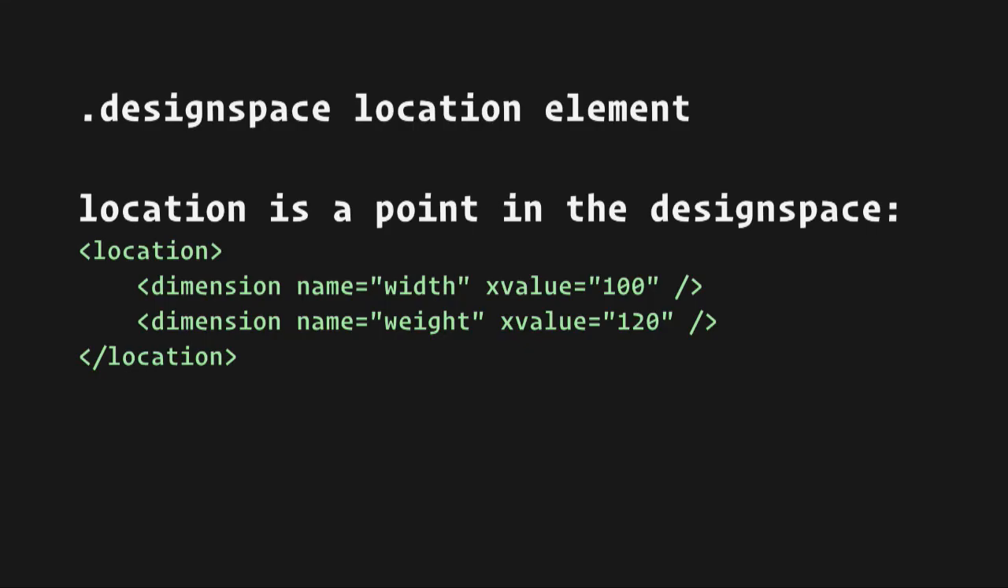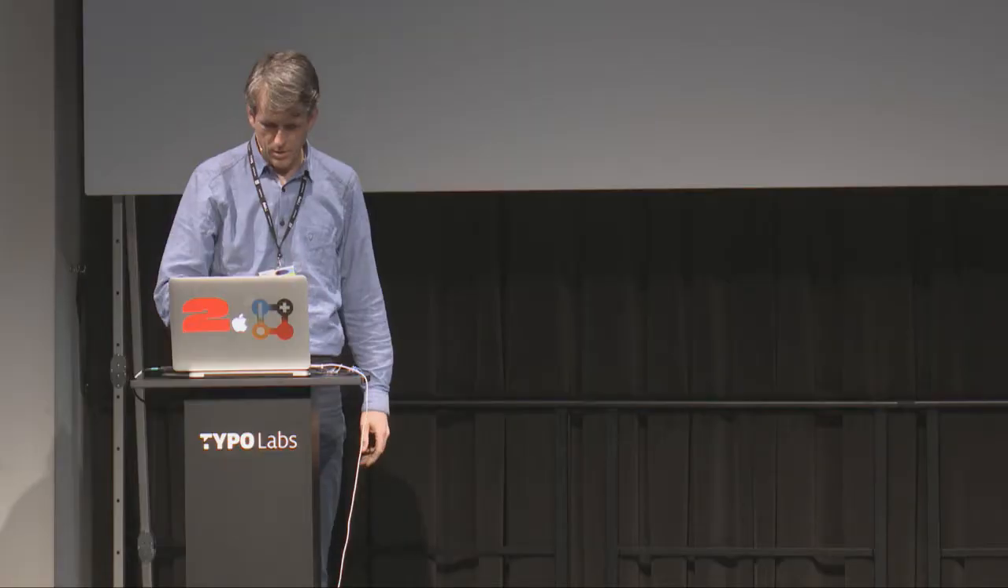What is a location in a design space? It's a point in a design space, so it's a value along an axis. So you say, well, dimension name width is all along the width axis. My x value is going to be 100. What do you mean x value? Well, just value. My value is going to be 100, and along the weight axis, my value is going to be 120. So that's some point in the design space used by sources and instances.